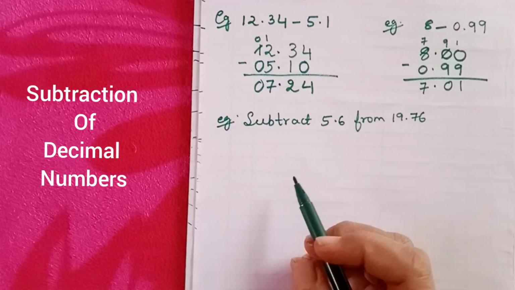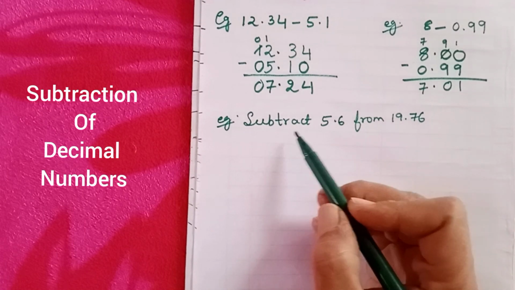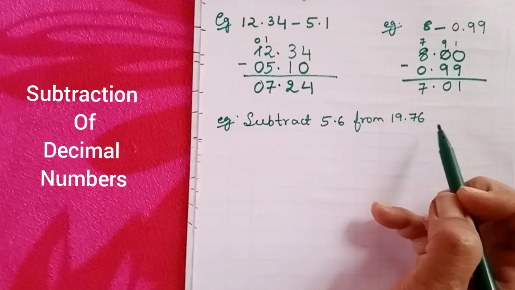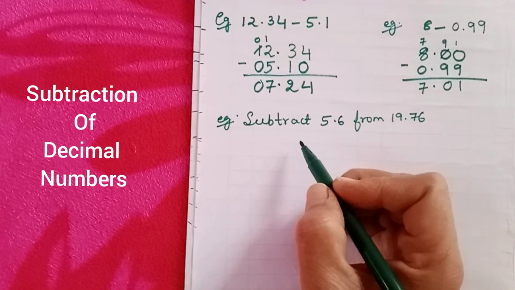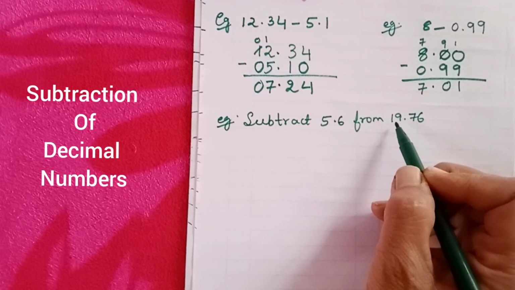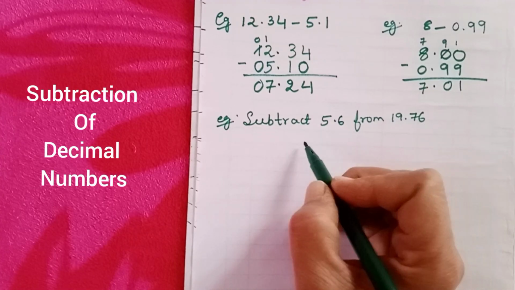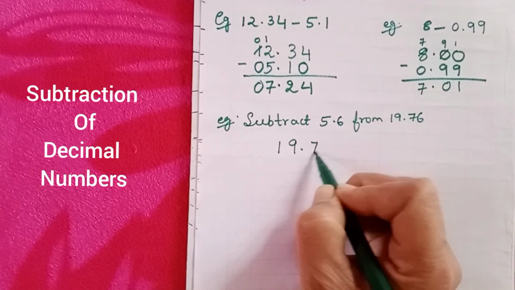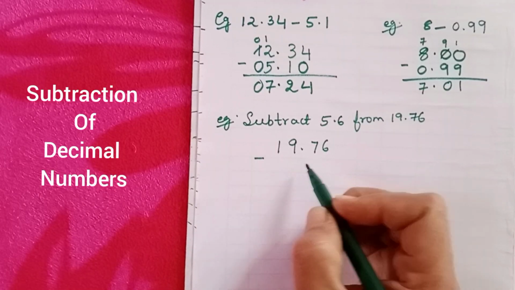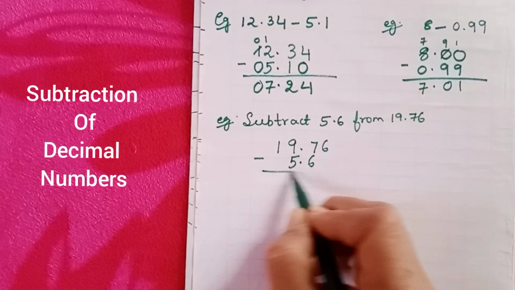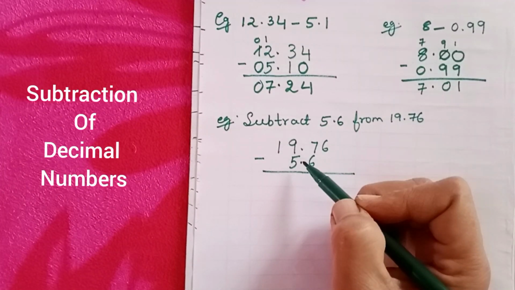Let us take one more example. We have to subtract 5.6 from 19.76. So first we will write the numbers one below the other. So we have to subtract from 19.76, it is a bigger number. So we will write 19.76 minus, here we will write 5.6. So we have written one below the other.